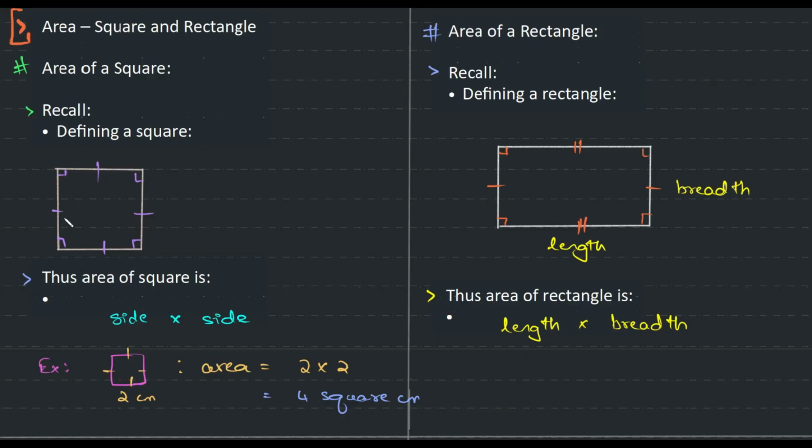A square is a four-sided closed figure wherein all the sides are equal and the angles at the corners are 90 degrees. The area of the square, we can find by multiplying side into side, that is the side lengths. I gave an example over here. Then we looked at a rectangle. A rectangle has length and breadth. The opposite sides are of equal length and breadth, and the angles are 90 degrees. The area of the rectangle is given by length into breadth.